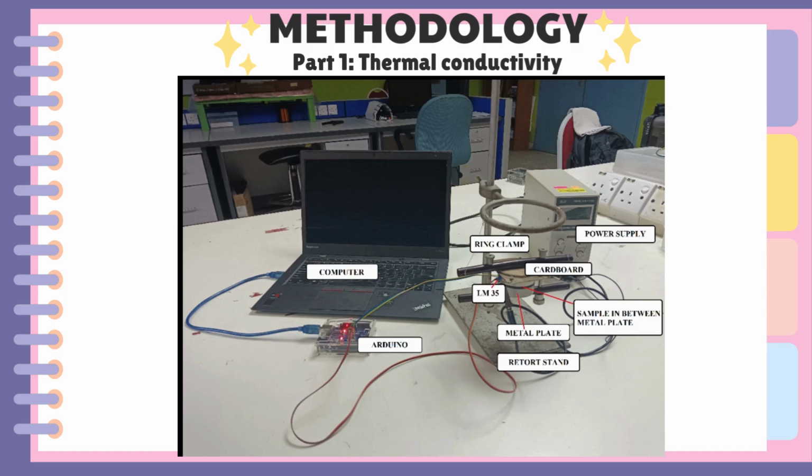The value of time and the temperature T1 and T2 will be generated on the sensor by using Gnuplot. We can determine the graph, and the thermal conductivity values can be calculated straight away by using a formula.